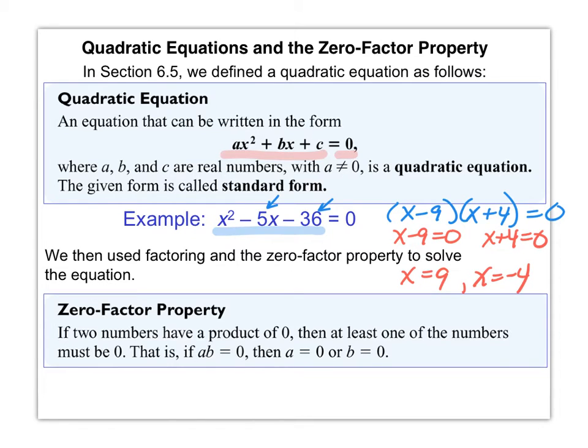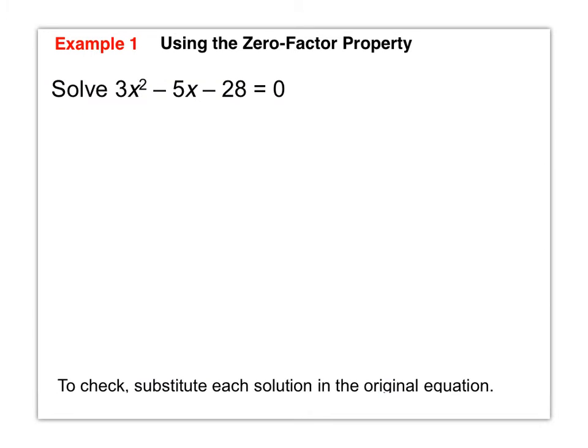Now in this chapter we're looking at some other techniques. Not all of these trinomials can be factored. Not all of these quadratic equations can be factored, so we want to use some other techniques. In this example, we're using the zero factor property. As a review, we want to solve the quadratic equation 3x squared minus 5x minus 28 equals 0.